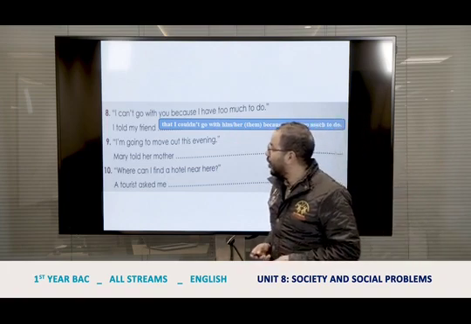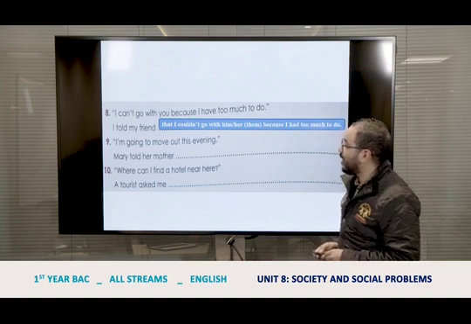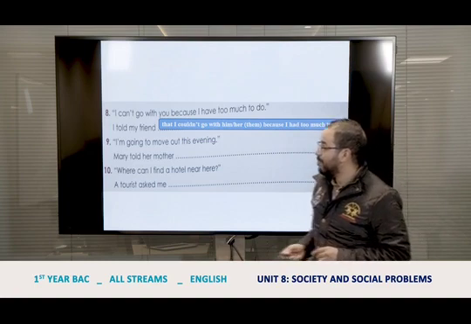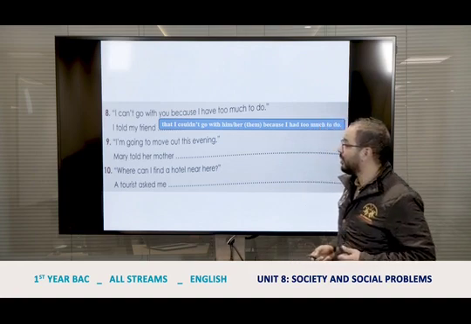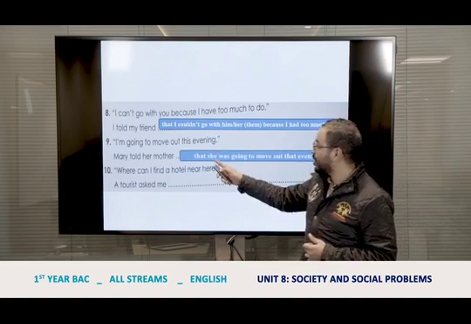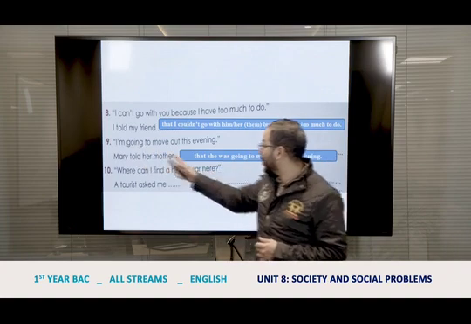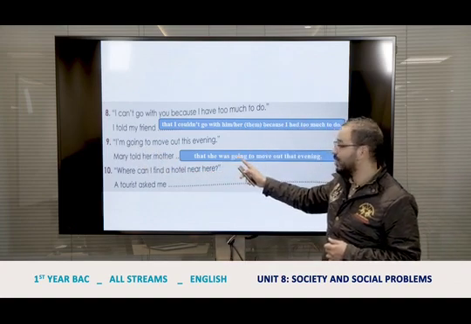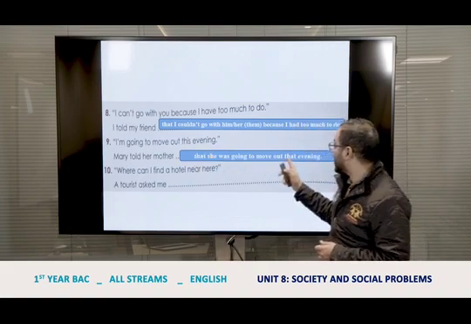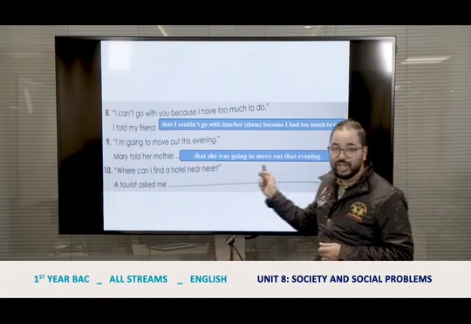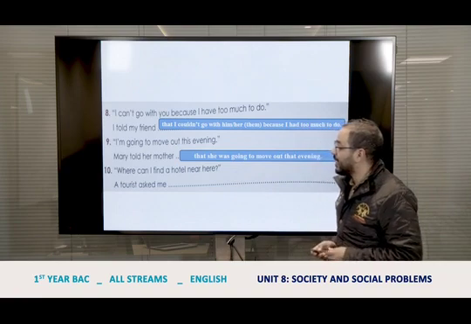Number 9, "I'm going to move out this evening." Mary told her mother, so Mary is speaking, Mary told her mother that she was going, present continuous, past continuous, to move out that evening. So we change this to that.